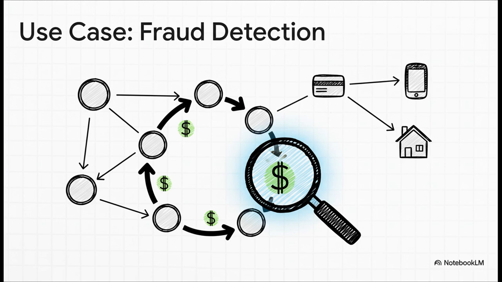In the world of fraud detection, Neptune acts like a super detective. It can instantly trace those faint connections between accounts that might share a device, an address, or a credit card. And it's especially good at spotting tricky things like circular money flows, where money is laundered through a long, complex chain of accounts. That's a pattern that's almost impossible for traditional systems to see.